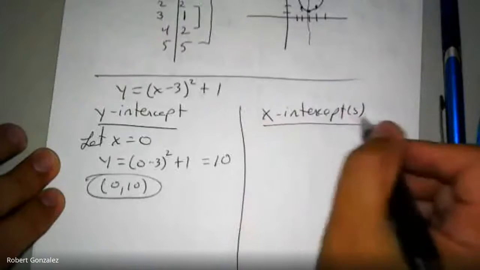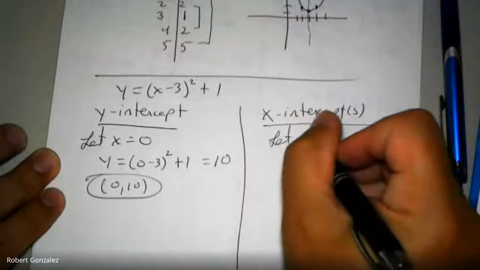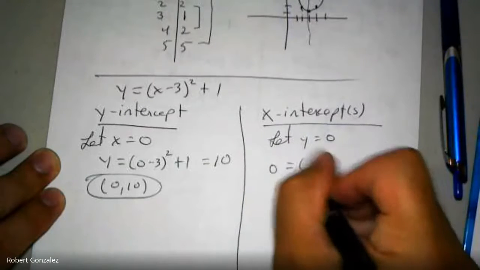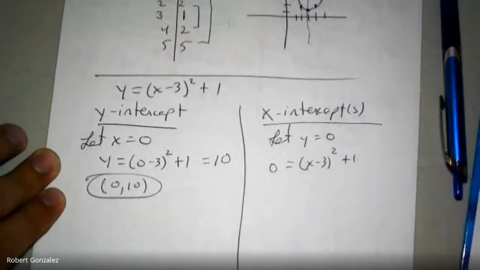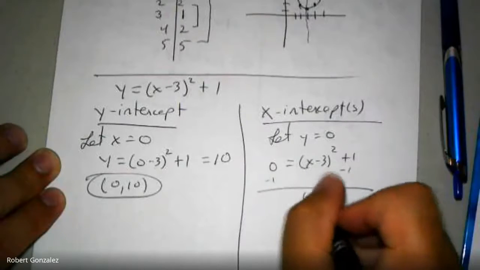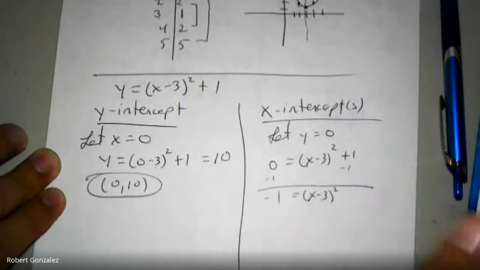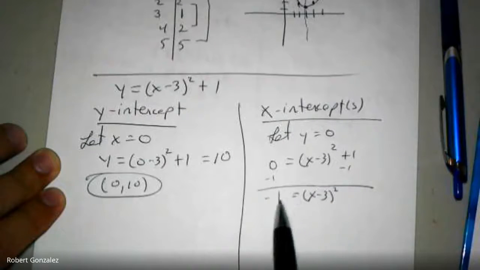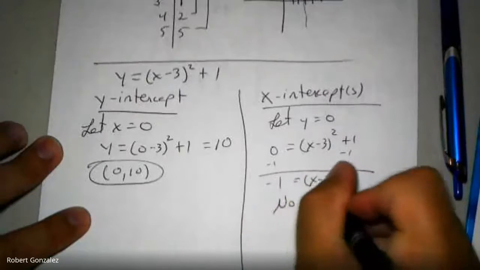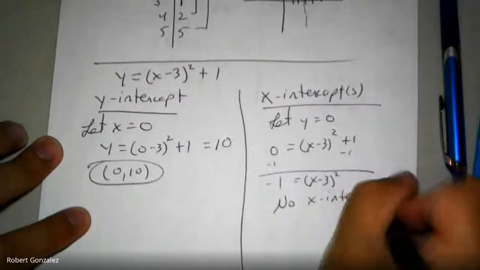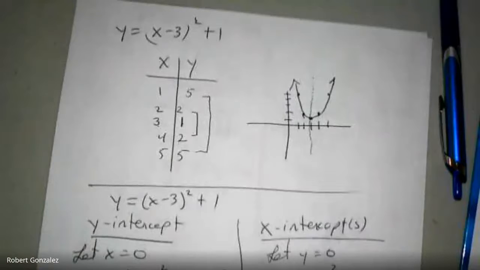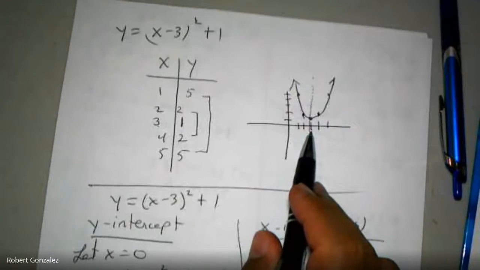To find my x-intercepts, if any, we let y equal 0. So 0 equals x minus 3 squared plus 1. And we solve. Take the 1 across. I get x minus 3 squared equals negative 1. And I can see right now, if I take the square root of both sides, I get an error. So there are no x-intercepts. And I can see that from my graph earlier. Look at my parabola. It never crosses the x-axis.